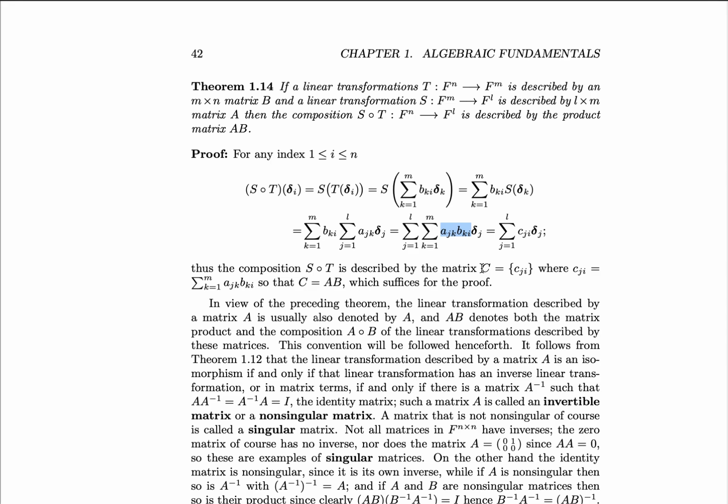However, if we remember our definition of the product matrix, we can write each of these entries as a sum over some elements, namely this sum from 1 to m of a_jk b_ki. Each of those terms is c_ji, so we're simply taking the sum from 1 to l of c_ji delta_j, that is a linear combination of the delta_j's. Thus, this composition is described by the matrix C equal to c_ji, where c_ji is described in this way, so that C is equal to AB. This suffices for the proof.